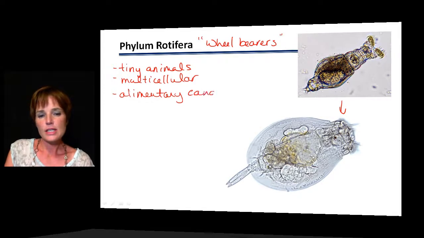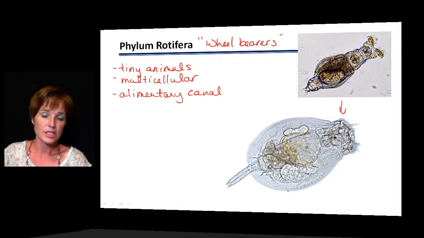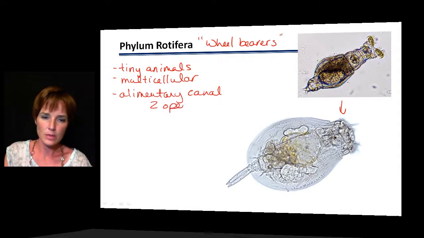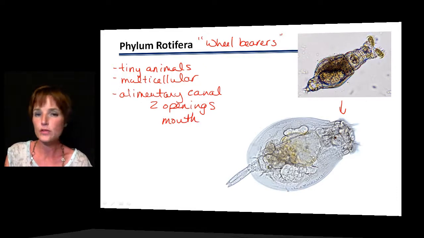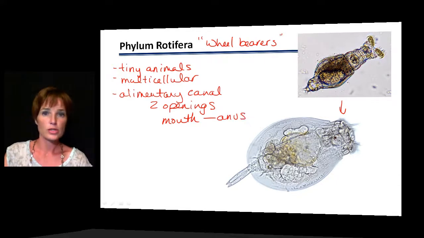And so this alimentary canal is a digestive tract. That means that we have two openings. This is the first one that we've seen that has two openings. We have a mouth, a place for food to come in, and then we also have an anus for waste to exit from. So we've got all of that inside this little organism, and this is going to have a pseudocoelom.